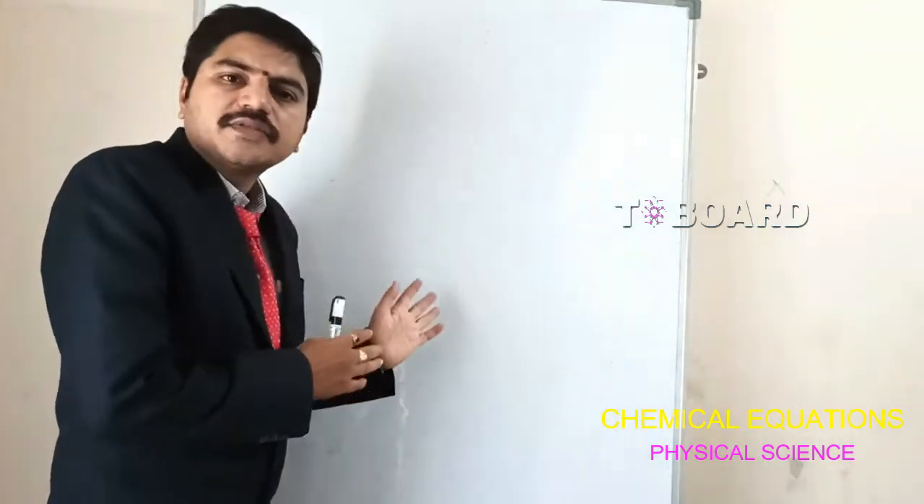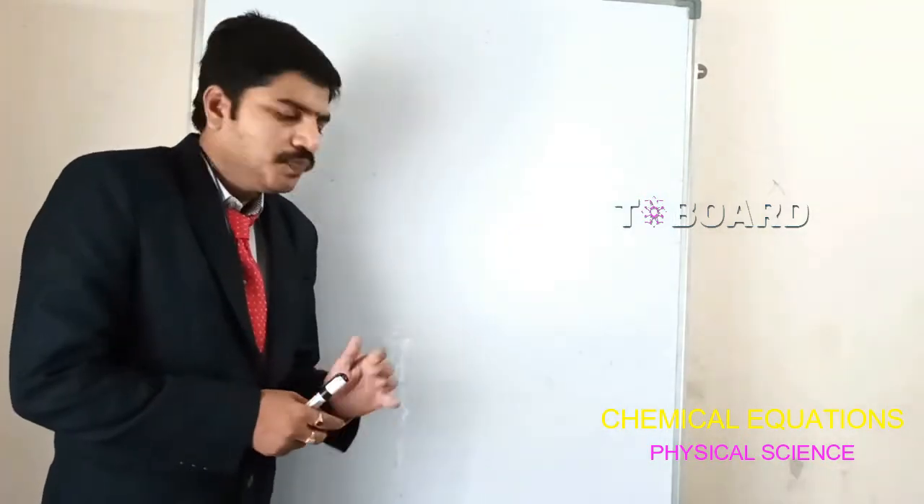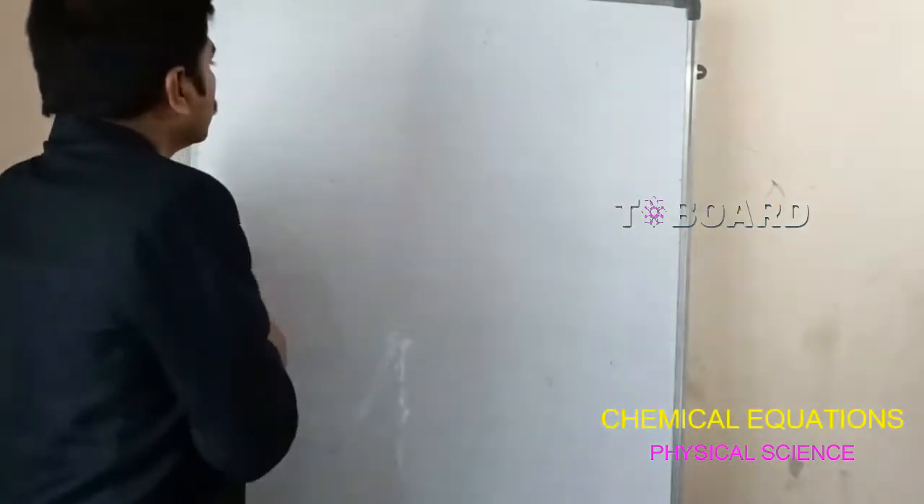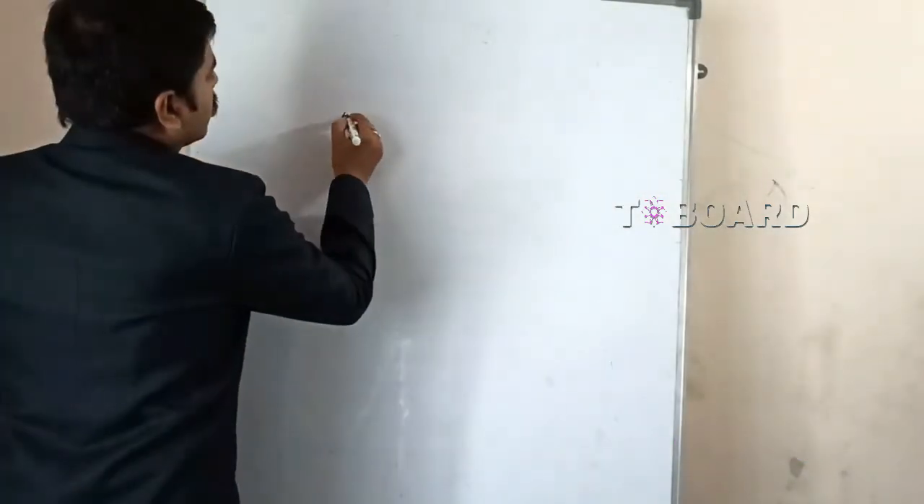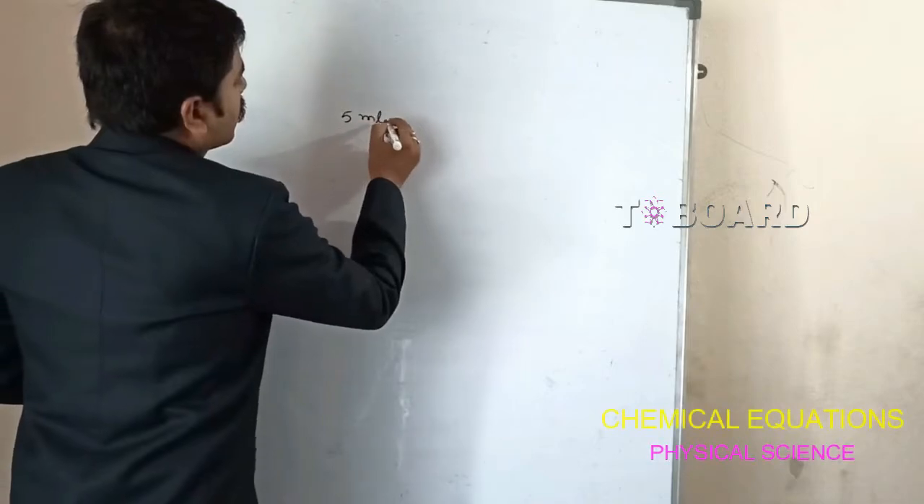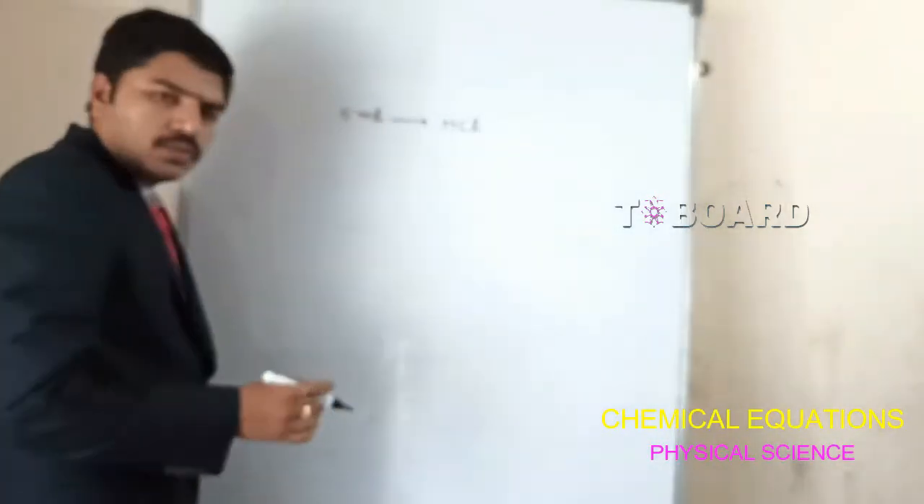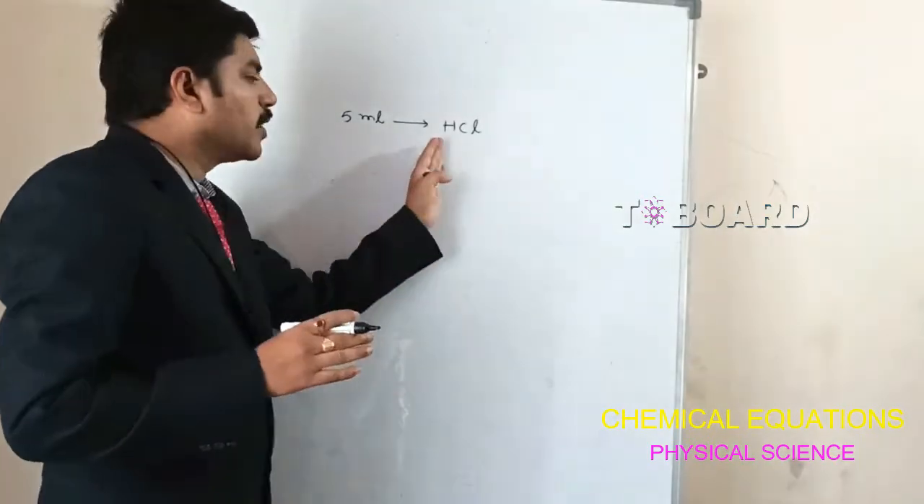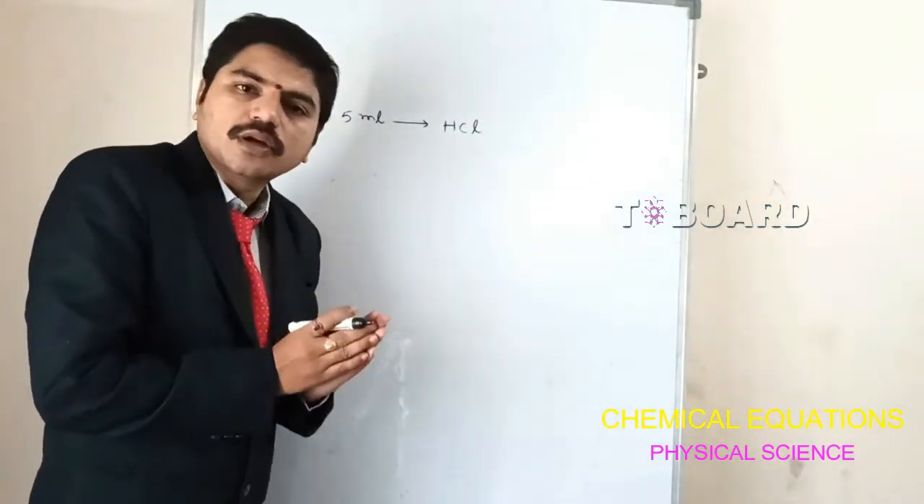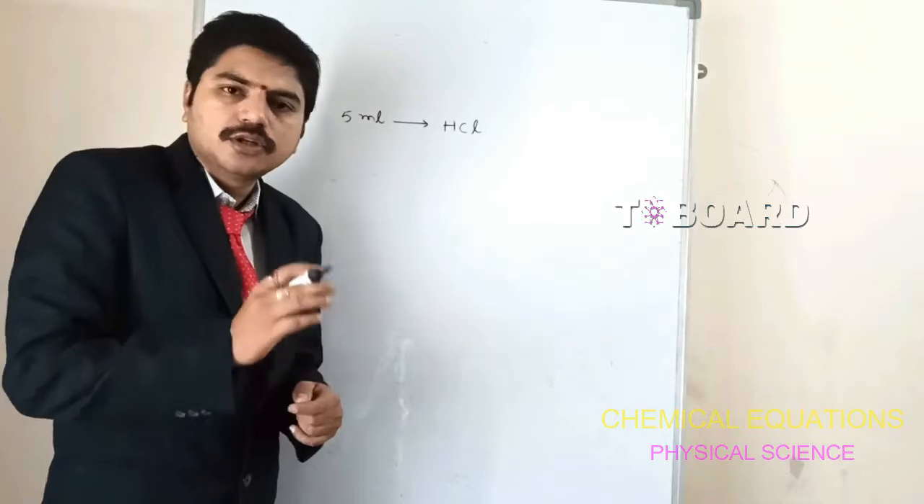In this next activity, we need to take 5 ml of HCl, hydrochloric acid, in a conical flask or a beaker, whichever you wish.